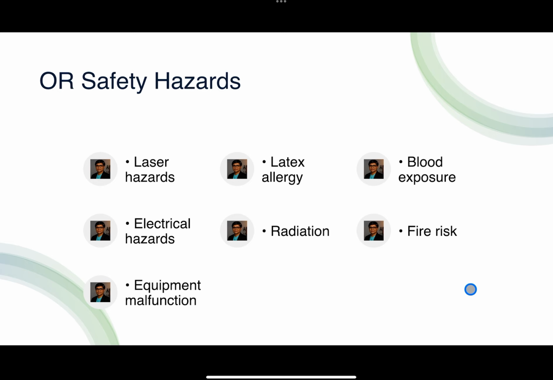The operating room contains several potential hazards for both patients and staff. These include exposure to lasers, blood and body fluids, latex, and electrical equipment. Radiation and fire risks are also present in certain procedures. Adhering to safety protocols reduces the likelihood of injury and ensures a safe surgical environment.